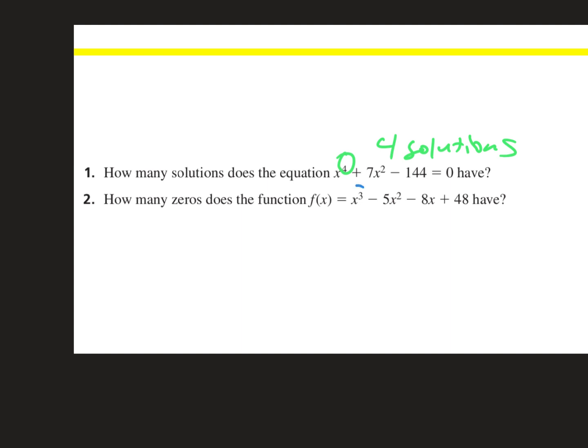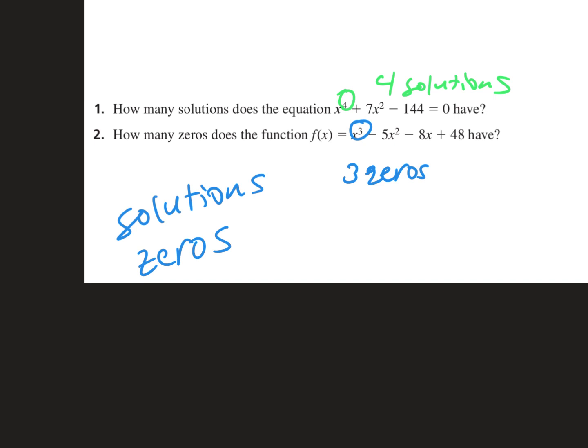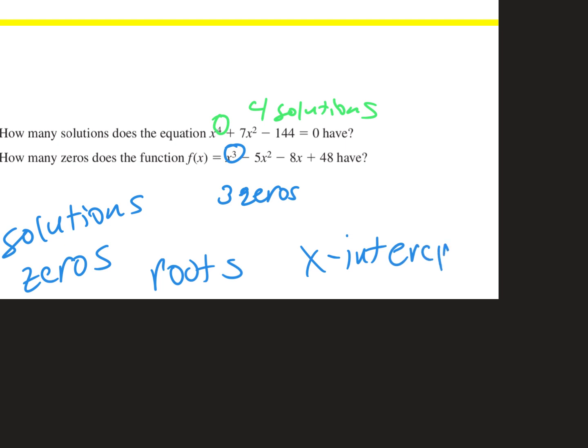What about here? How many answers? How many solutions? How many zeros? Three. Good. Three zeros. And remember, solutions, zeros, roots, and x-intercepts all mean the same thing. Set the equation equal to zero and solve it. What are the answers? That's what they're asking for.